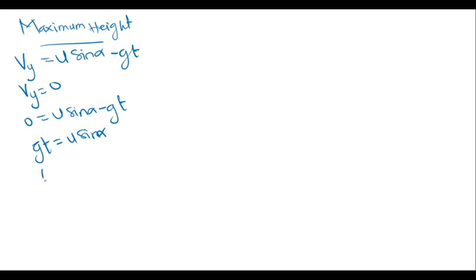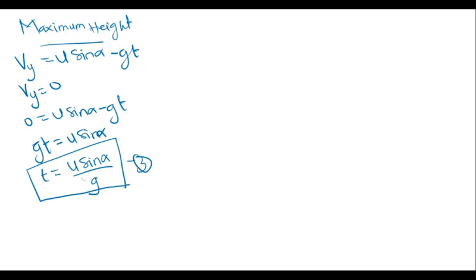So we get our time to be u sine alpha divided by g. So this is the time it takes the particle to reach the maximum height. Let's note this as equation 3.